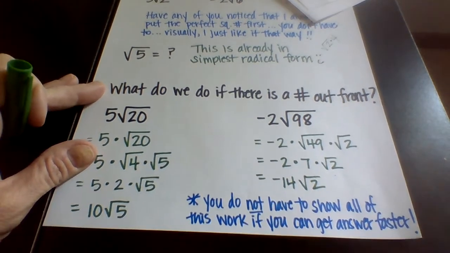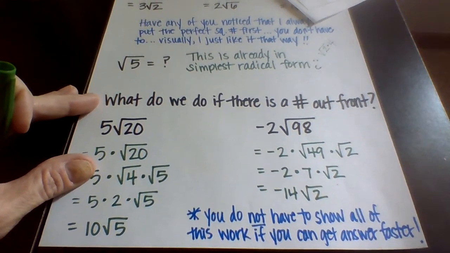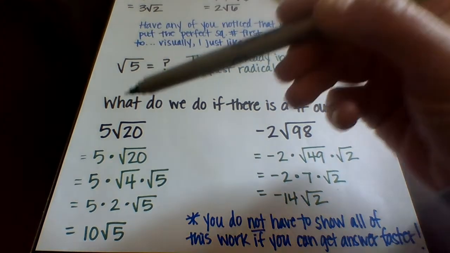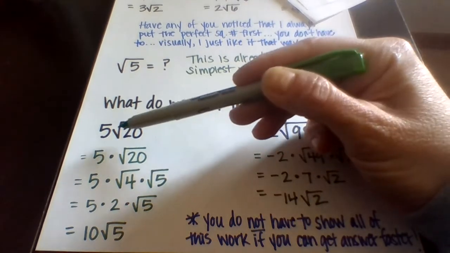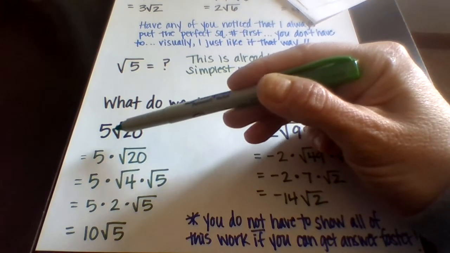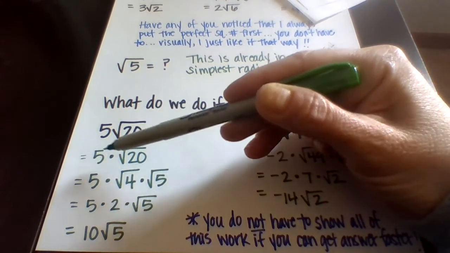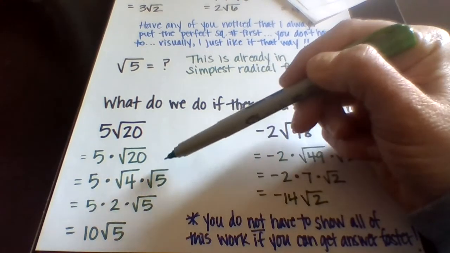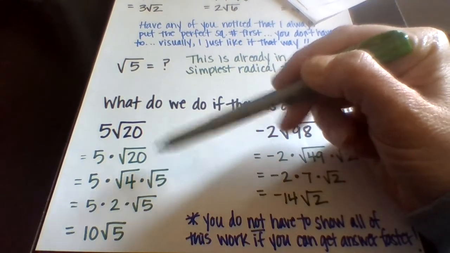What do we do if there is a number out front? Because the worksheet I'm going to give you actually does have a number out front. So 5 the square root of 20. If you look at that, it's multiplication. So it's 5 being multiplied by whatever you do to the square root of 20 to get it in simplest radical form. So look at my steps.